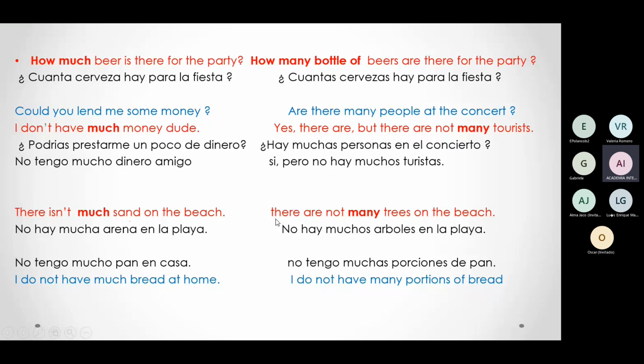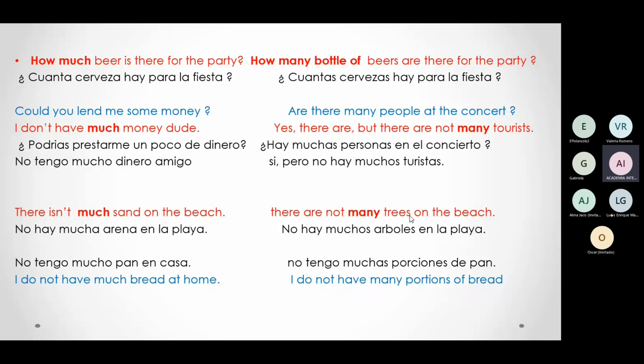So can you read the next one, this one? There are not many trees on the beach. Okay, there are not many trees on the beach. What do you think about this word? Trees is a countable noun because I can count trees. There is one tree in my house. There are 4 trees in my house. Hay 4 árboles en mi casa.